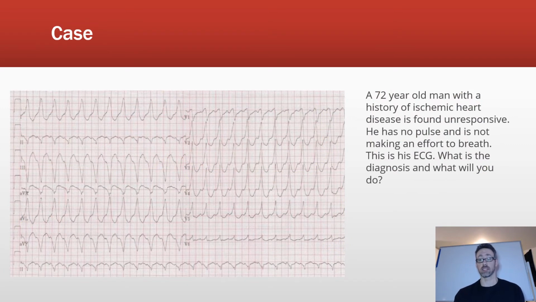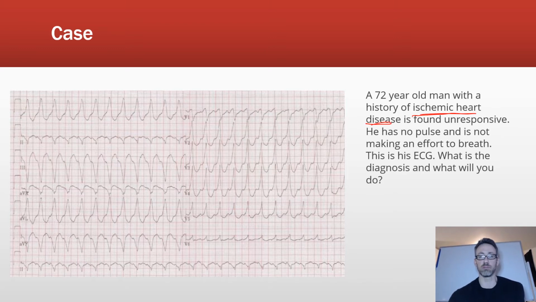All right, in this case, I actually gave you a little bit of a clinical vignette here to kind of help put this into a context now. So there's no prior ECG here, but hopefully we'll be able to see sort of a pattern here. And I have a 72-year-old man, right? And he's got a history of ischemic heart disease. So we know the heart is diseased.